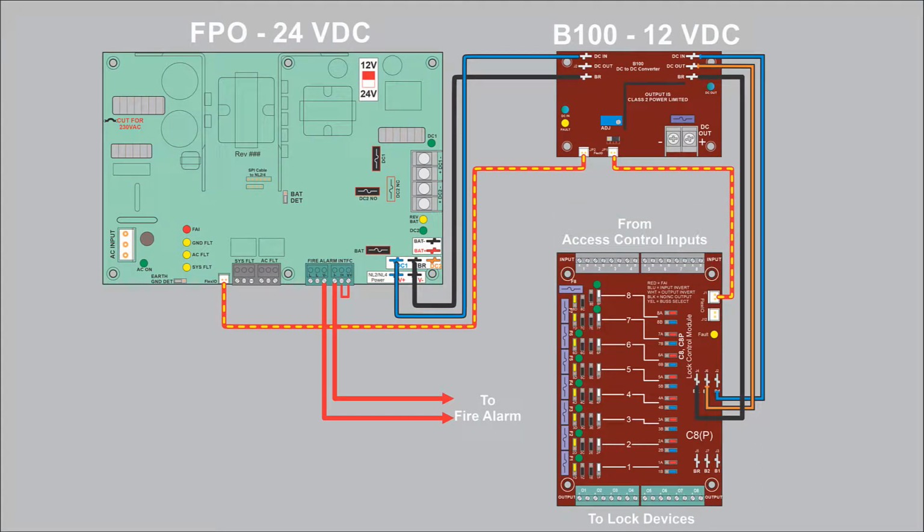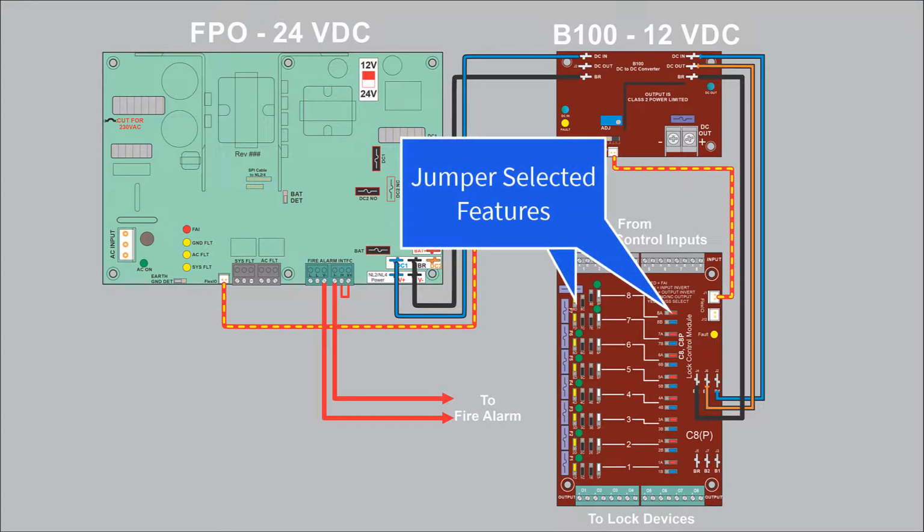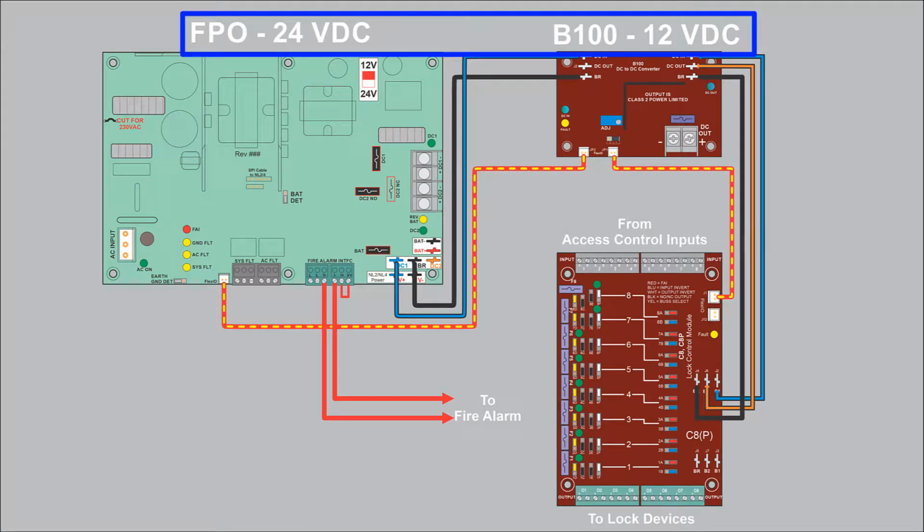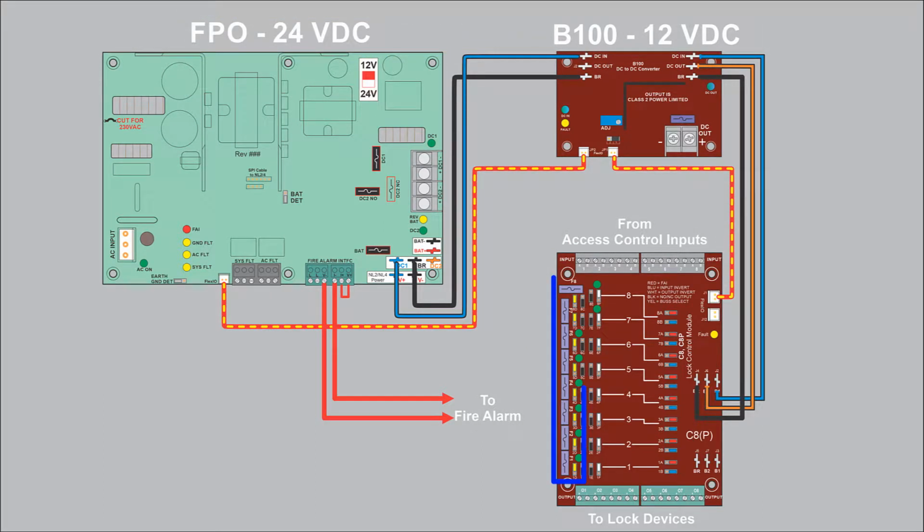The C8 has 8 outputs to control fail-safe or fail-secure locks, and it provides fire alarm interface by output, the ability to work with 2 voltage sources, and individual fusing or PTC protection for each output. The C8 also features OutSmart technology, which allows the output status LEDs to illuminate green when the output is set to 12 volts and blue when set to 24 volts.